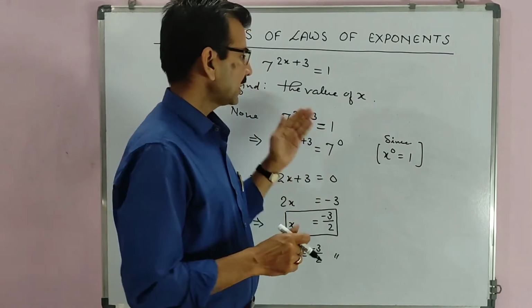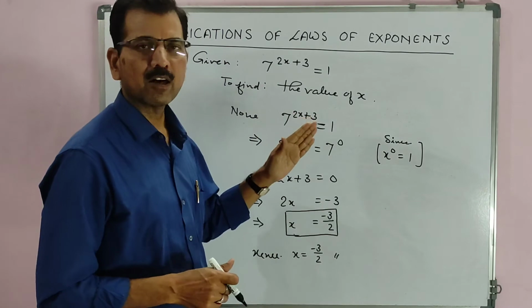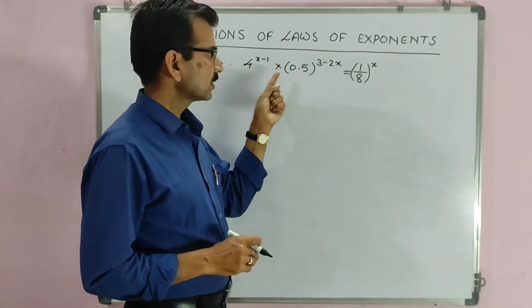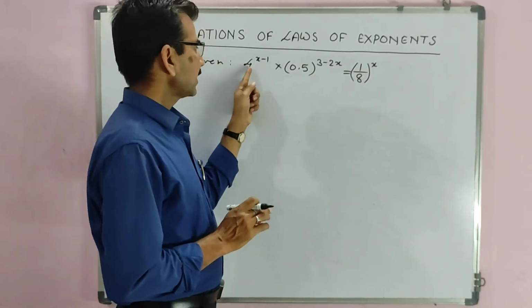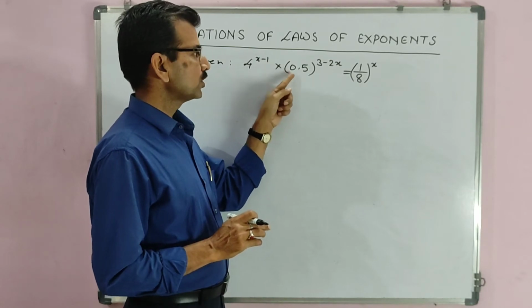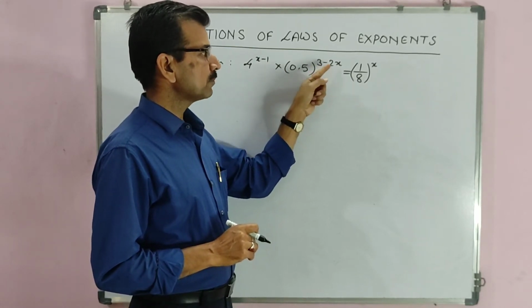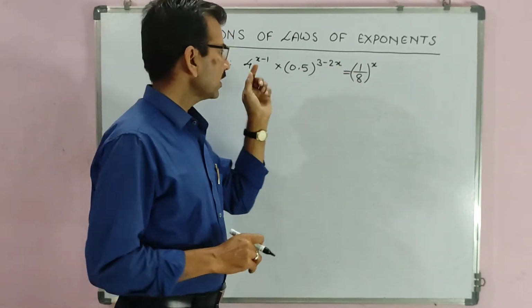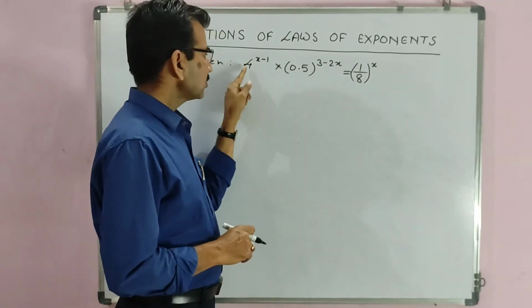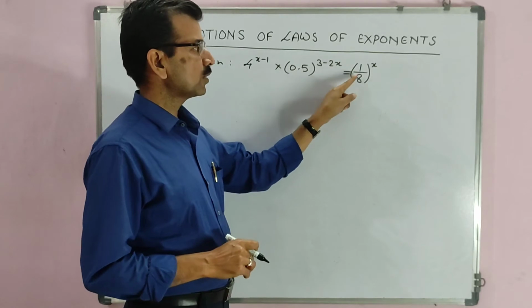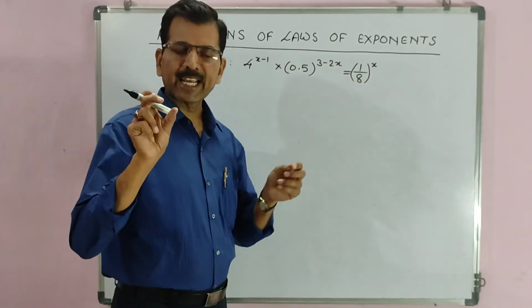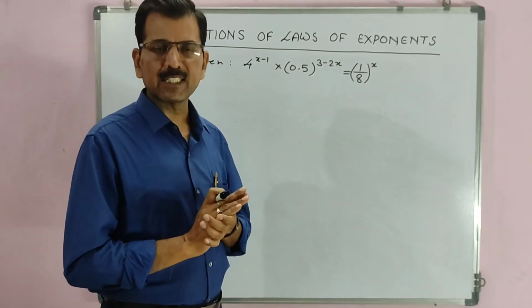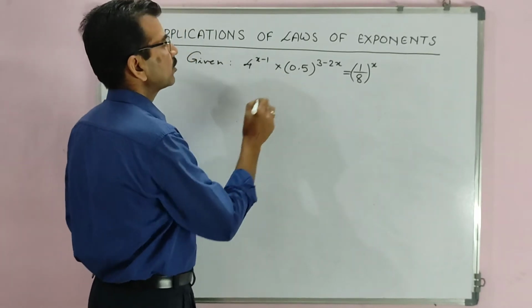Okay, so let us see another question of a similar type. We are now solving this question: 4 raised to power x minus 1 into 0.5 whole to the power 3 minus 2x equals 1 upon 8 whole to the power x. If you observe all the bases, here 4, here 0.5, here 1 upon 8, we are trying to make all the bases the same, so that we can simplify easily. Right, let us work it out.